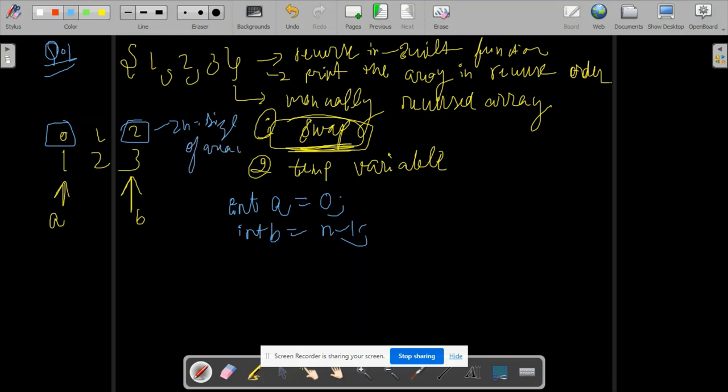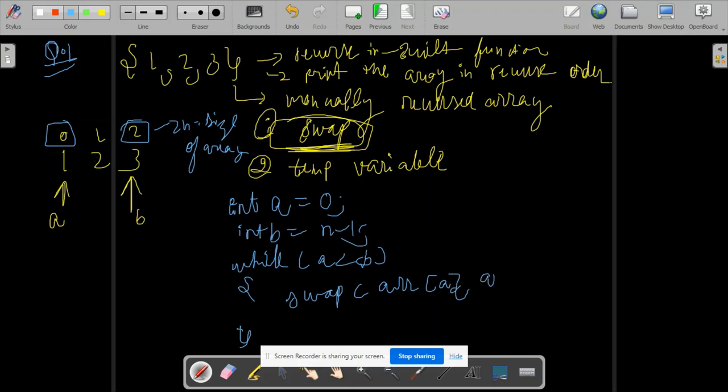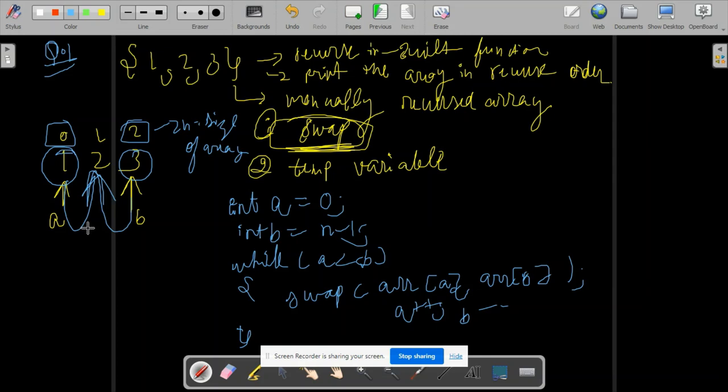My logic was while A less than B. I told you very clearly why A less than B. Then you swapped something like this: ARR of A, ARR of B. This was the previous code that I already taught you yesterday. And then you did A plus plus, B minus minus. It means after swapping this one with three, you move A forward and B one step backward. This was the code that we have covered.